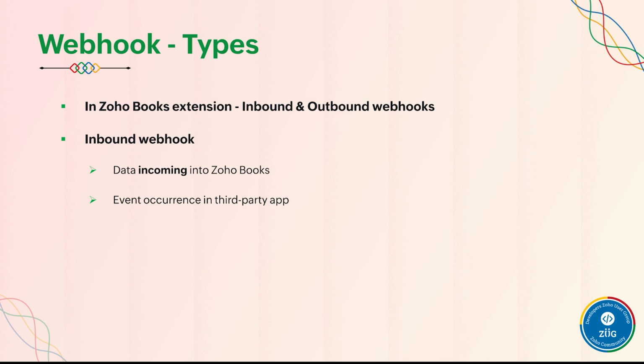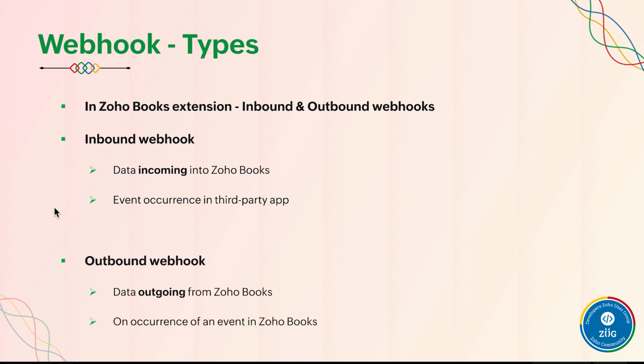data flow. On the other hand, we also have outbound webhooks. Outbound webhooks are used when you want to send real-time data from Zoho Books to another application it is integrated with. So whenever an event occurs within Zoho Books, outbound webhooks can be configured to automatically post data to the third-party application, provided the external system is capable of receiving and processing the webhook request.